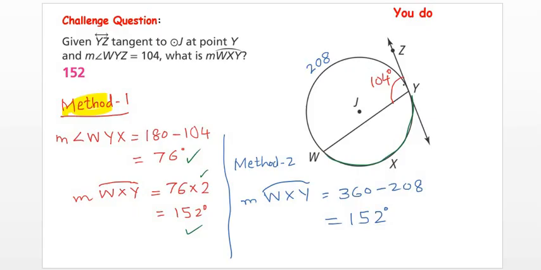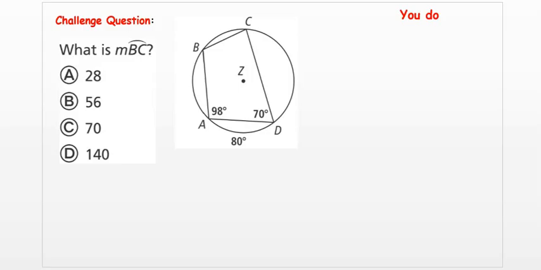And some students do not solve it in this way. First they find the other part of the arc, this part of the arc. How? Because this intercepted arc is related to this angle, so it will become 208 degrees, right? So if you want to find the other part of the arc WXY, it will be 360 minus 208. That would also give you 152 degrees. Clear? Here is the next challenge question.